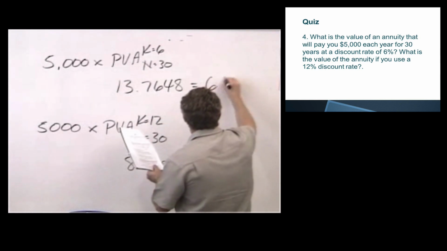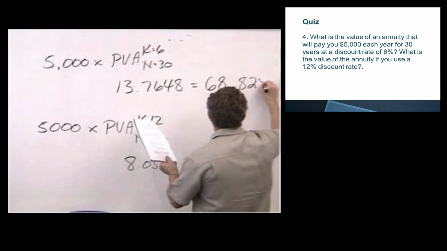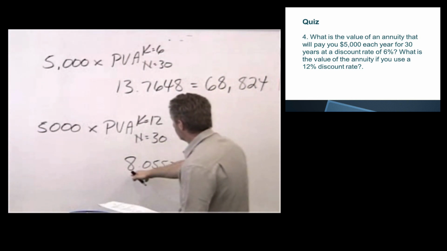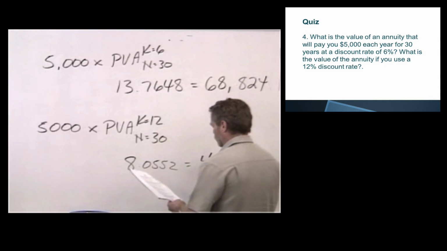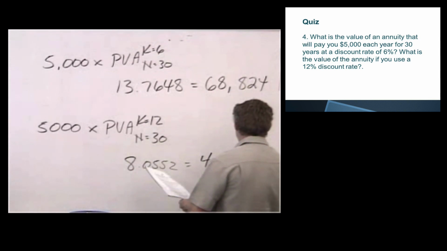We get a value of 68,824. And the bottom one, 5,000 times 8.0552, gets us a value of 40,276.